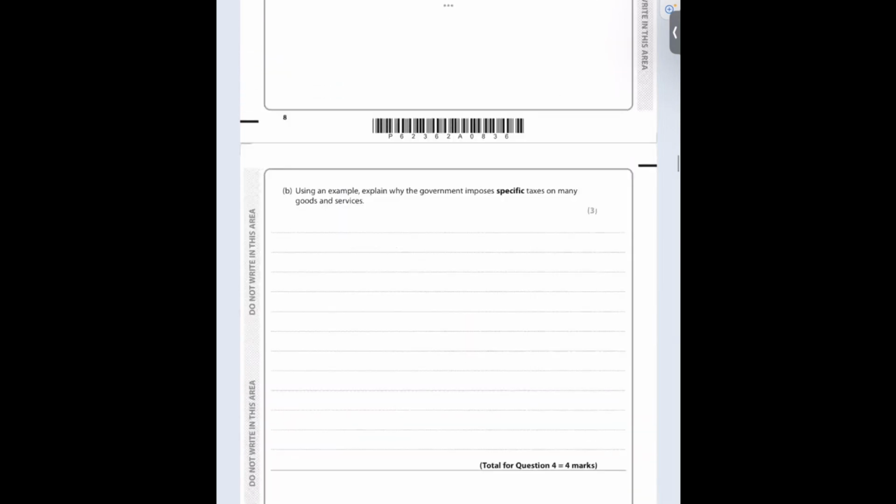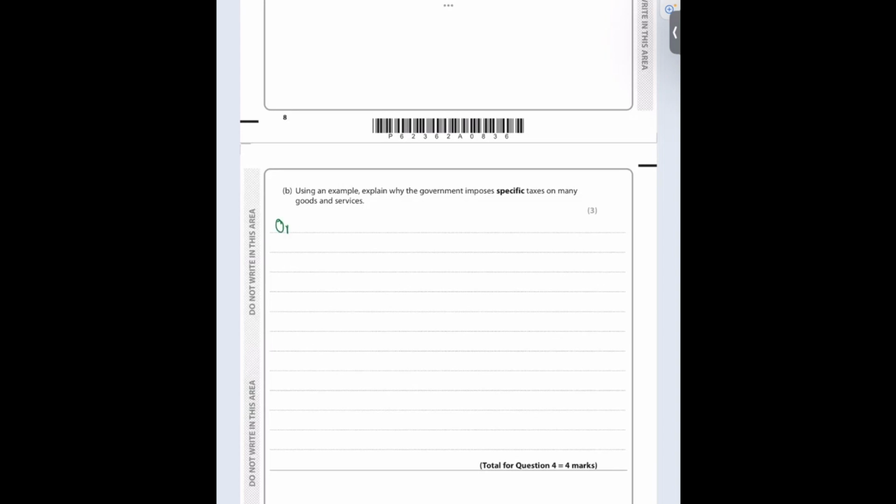Okay, so specific taxes are to reduce the consumption of demerit goods, goods that have negative externalities associated with them. And also in a way to internalize them by forcing the person who consumes that good to pay an additional price for that. And that additional price is to account for the negative externality they create by consuming that good.